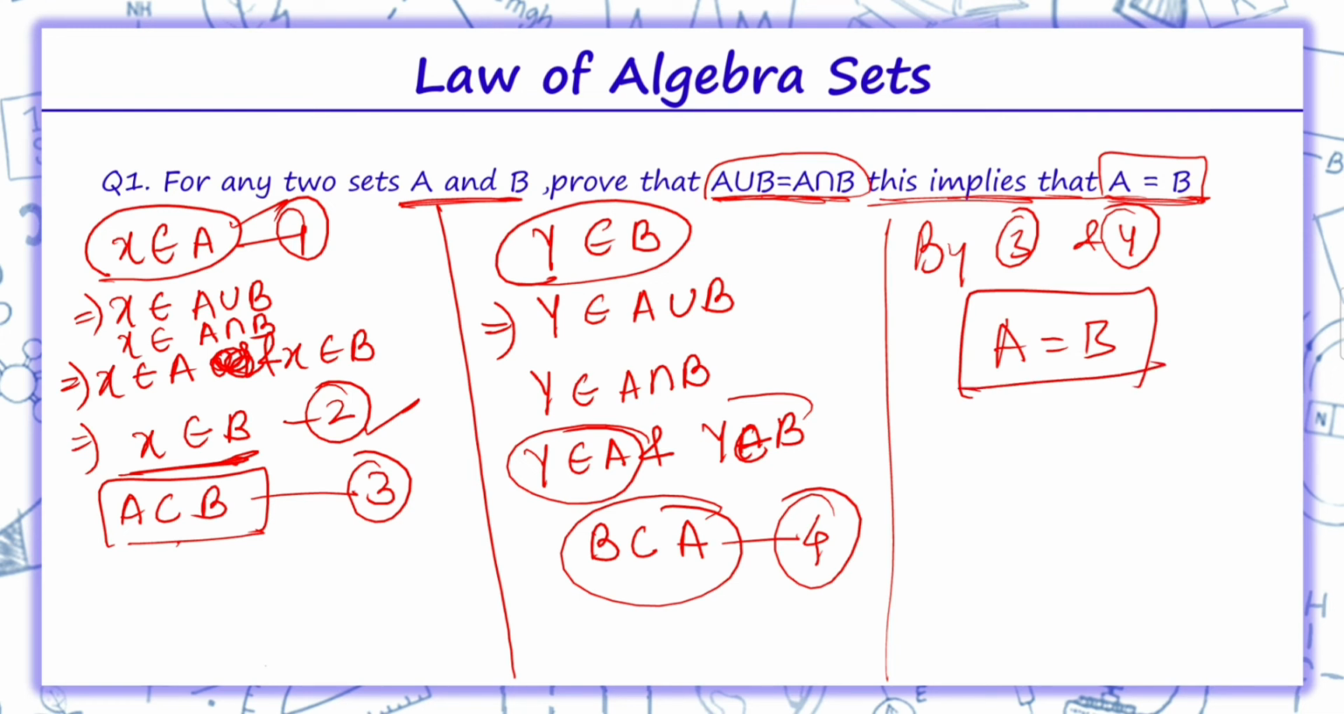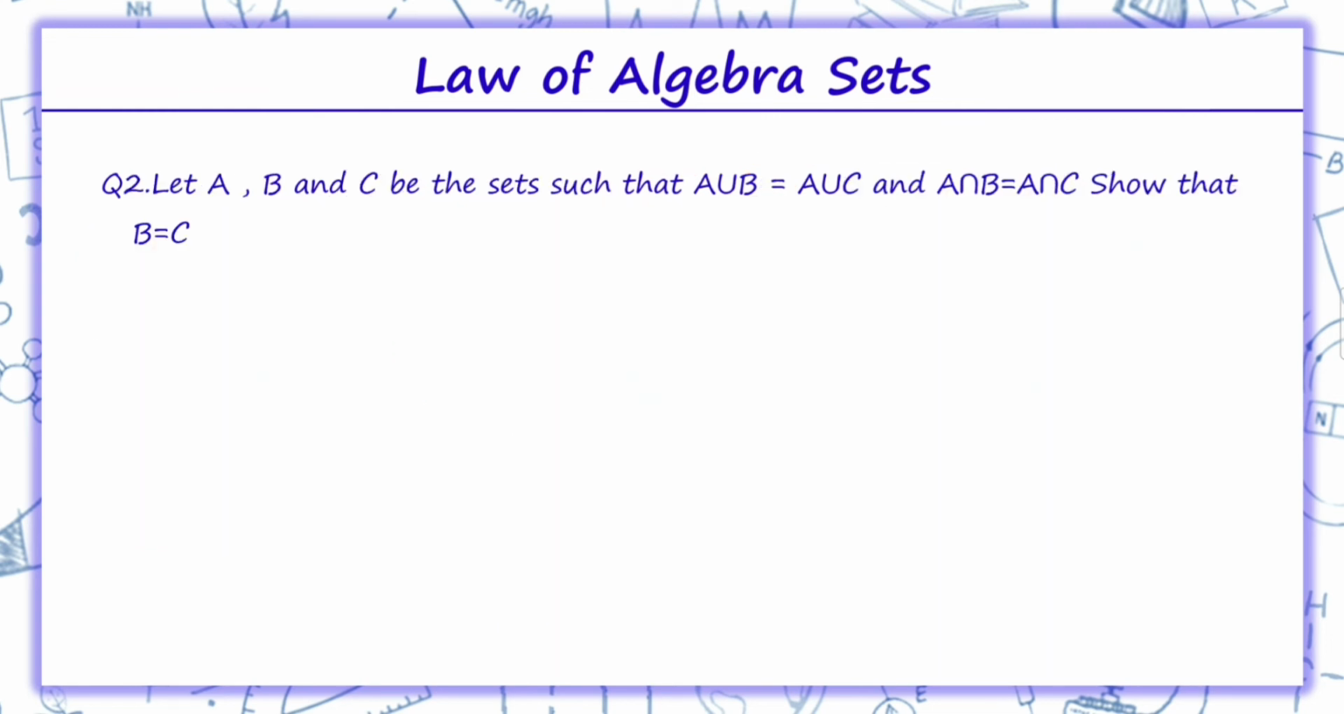So thus we can write, if A union B is equal to A intersection B, this implies that A is equal to B. Coming on to the next question: let A, B, C be sets such that A union B is equal to A union C and A intersection B is equal to A intersection C. We have to show that B is equal to C. Now over here we are provided with A union B is equal to what?